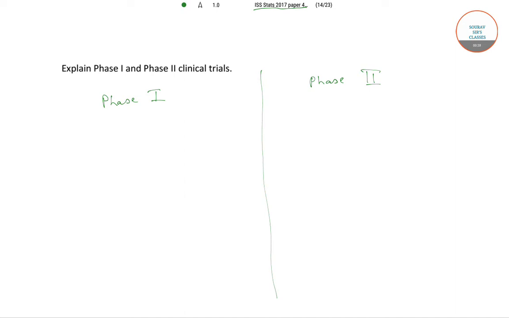Now, in the phase 1 of clinical trials, we usually have a small number of test subjects, that is, we recruit a few patients, and this trial is not very specific. For example, suppose this clinical trial is about some type of chemotherapy treatment. So here the patients involved would be the cancer patients.